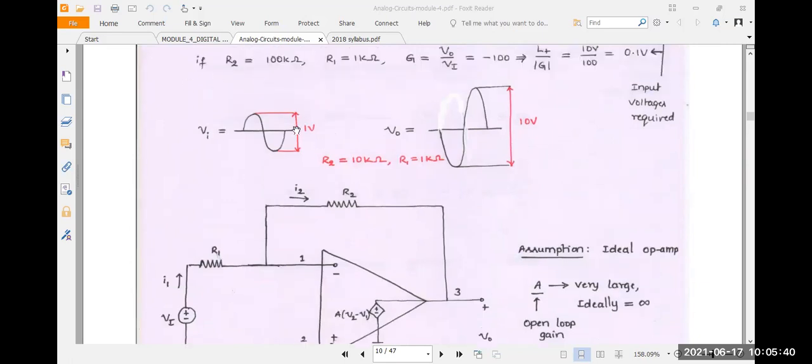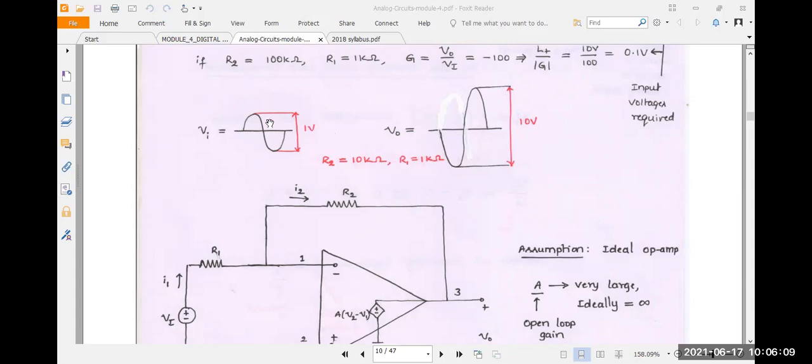So next, take a small analysis of the input and output waveform for the inverting amplifier. See here, when Vi is 1 volt, positive and negative, V0 becomes 10 volts. The output voltage is 10 volts. In this condition you will get an inverted output. See here, first it will come negative, after that it will come positive. This was the inverted output.